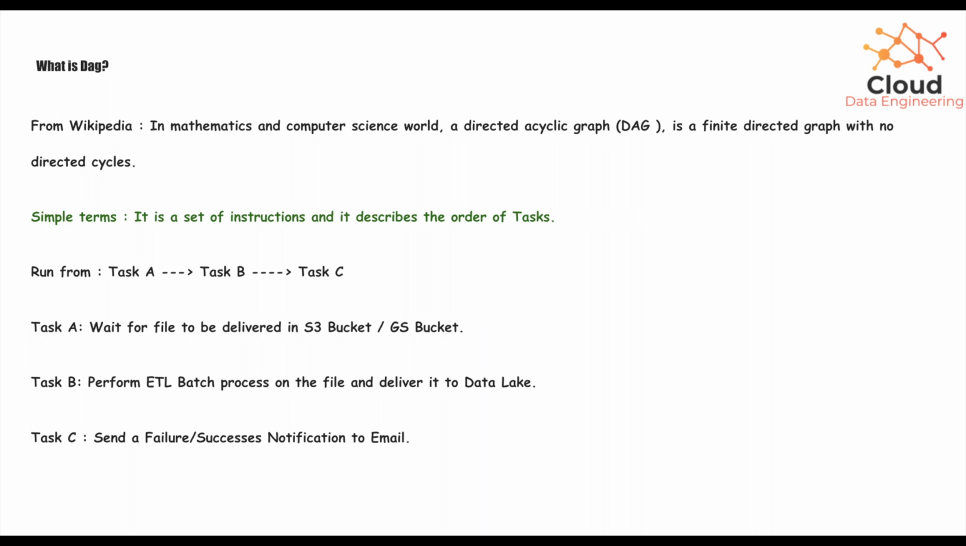I will also give you a simple data engineering example. Let us assume that task A waits for a file to be delivered to the S3 bucket or Google Storage bucket, and task B performs the ETL batch process on the file and delivers it to a data lake. Let task C be a failure or success notification that is sent to an email. So to summarize, a DAG describes the order of tasks and what to do when a task fails. A task is nothing but a job.